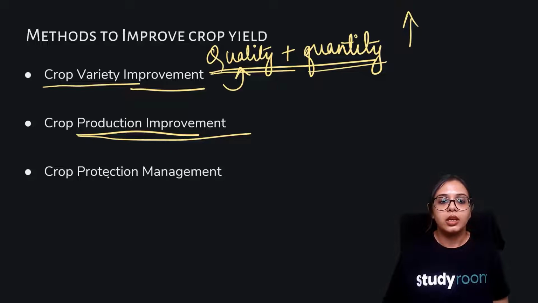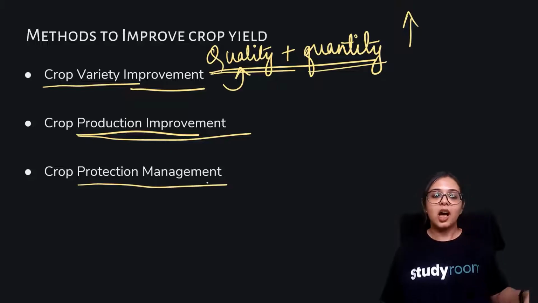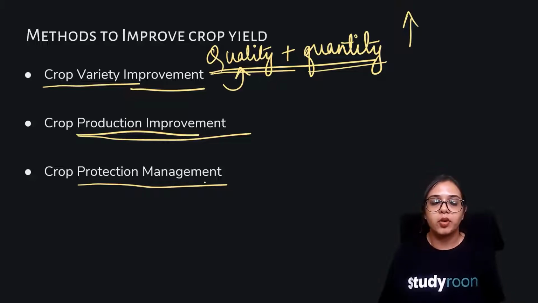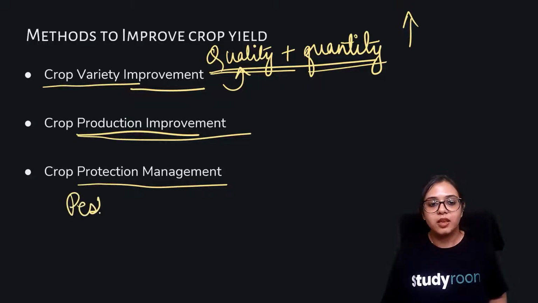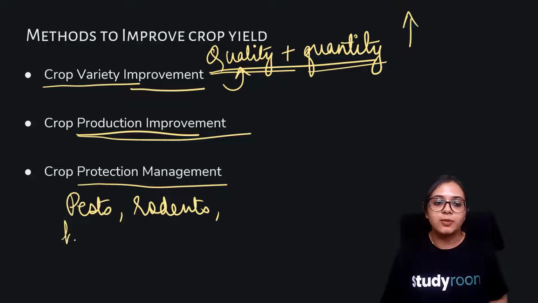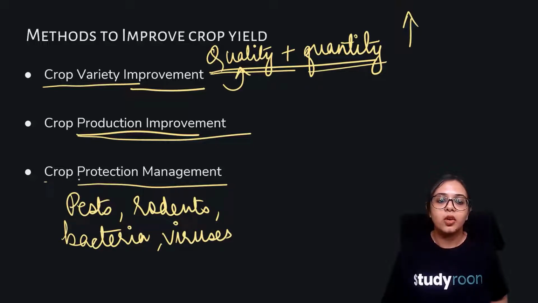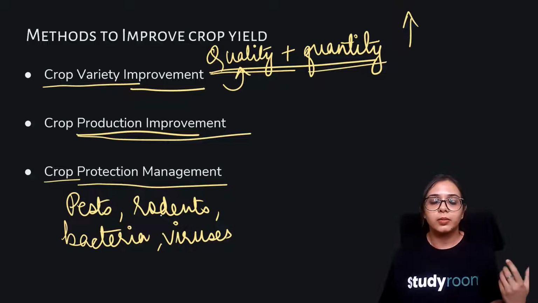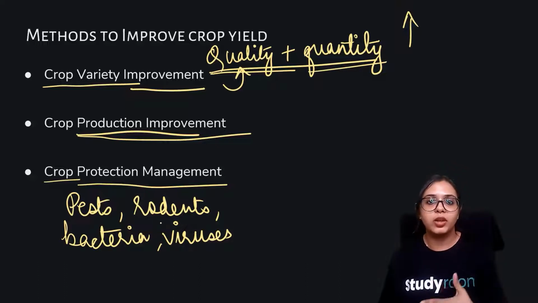And thirdly, we are seeing crop protection management, which means after or during the growth of those crops, how are you protecting it from infestations by harmful pests, from animals such as rodents, or even microorganisms such as bacteria and viruses? Because they attack the plant body, they attack the crops, they use it for their own growth and nutrition, and ultimately they turn the plant bad for our human consumption.